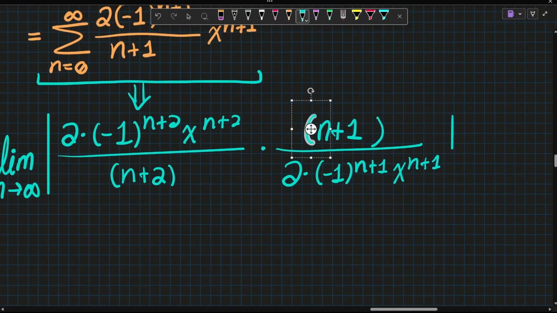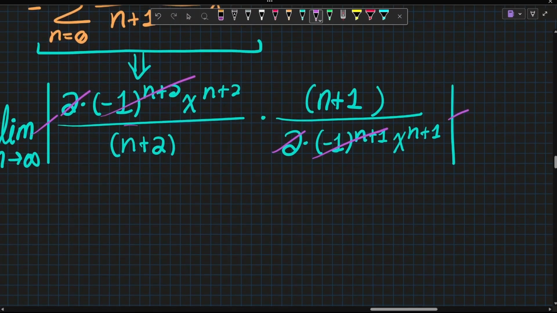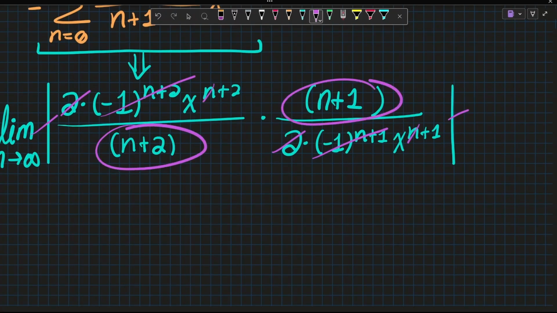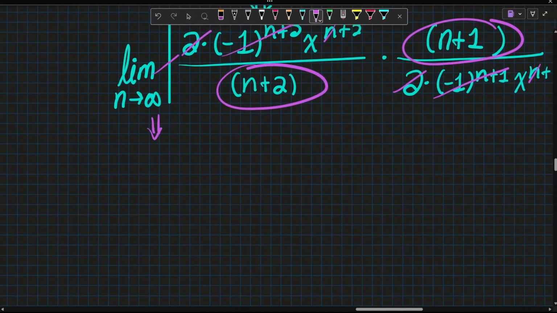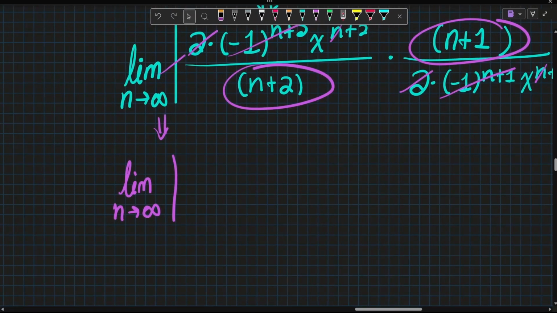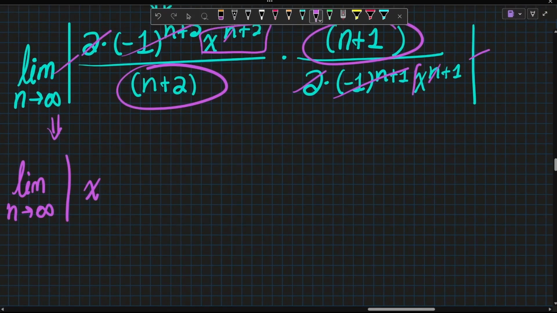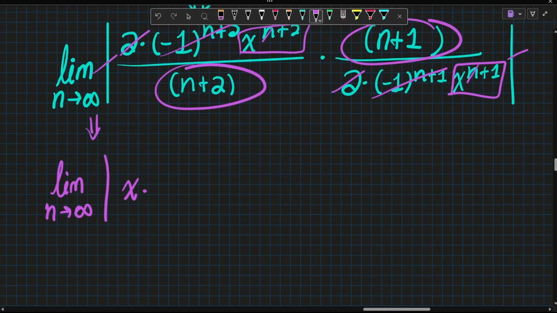Now what disappears? Of course, immediately the 2's. These always disappear because of the absolute value. These remain, and of course, the n terms disappear. Now you get left with the limit as n approaches infinity, absolute value of x to the 2 over x to the 1. We're going to simplify that to x, right? Because you notice here, x to the 2, x to the 1. And then you have the ratio of n plus 1 over n plus 2.